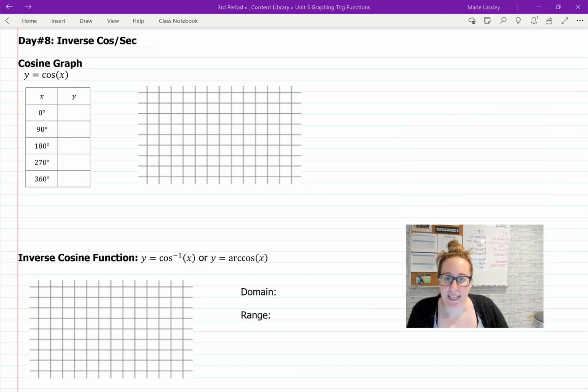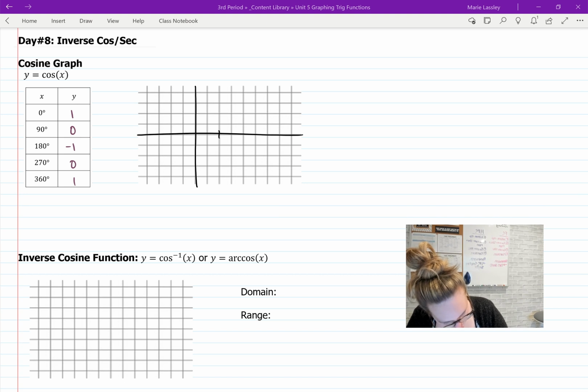And this goes for secant as well. So anytime we're talking about inverses with cosine, secant is the same thing because it's the reciprocal, so they go together. All right, so we're going to start by graphing our normal cosine graph, and then we're going to look at how we're going to pick that restricted domain. So here we have 0, this is 1, 0, -1, 0, and 1. All right, and then we're going to sketch our cosine.